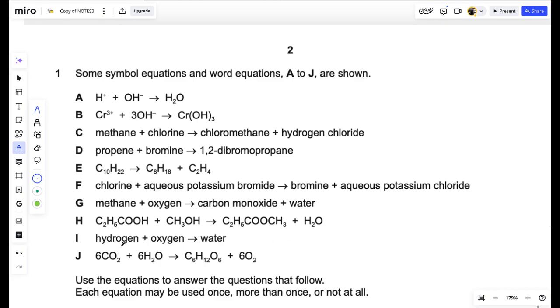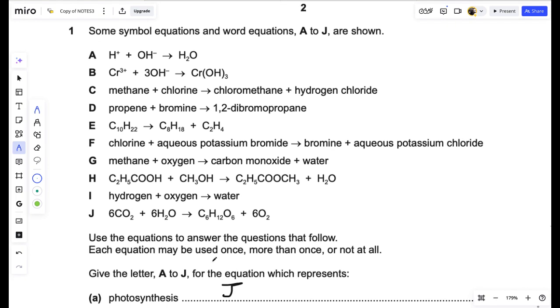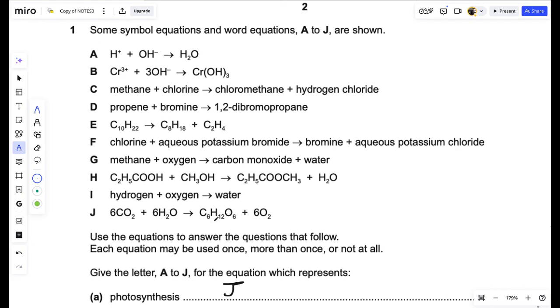And then we have hydrogen react with oxygen to produce water, and we have carbon dioxide react with water to produce glucose. Carbon dioxide, you remember, from the air to the leaf, and the water from the root goes to the leaf of the plant to produce glucose and oxygen. So this one, J, is photosynthesis, and so on and so forth.